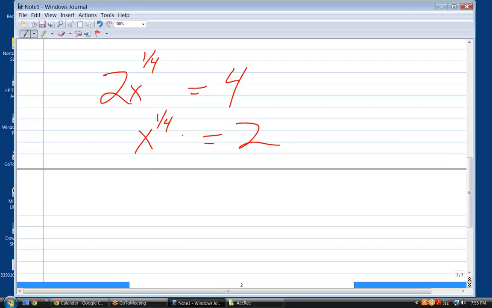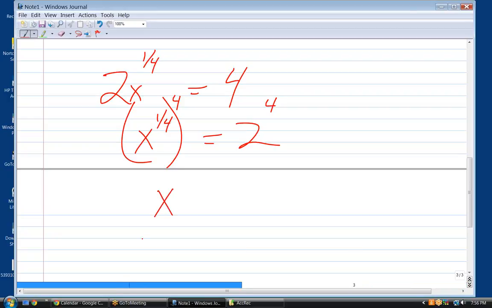And now, in order to make the left side be x, I need to raise it to what power? Would you do the opposite, so just 4? Exactly. Since I take the left side to the 4th power, I have to take the right side to the 4th power. Now I can use my rules of exponents: double exponentiation means I multiply the exponents together. That leaves me with x over there, 16 over there. Okay, that was very simple.